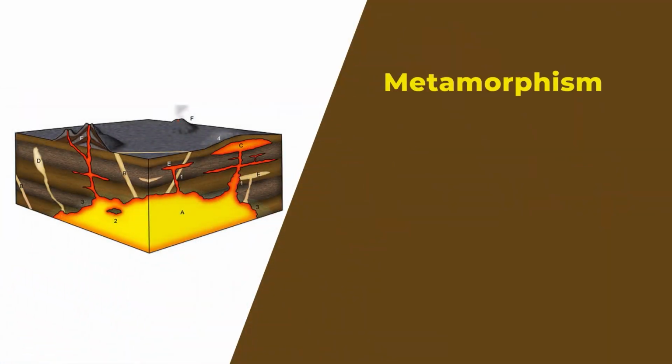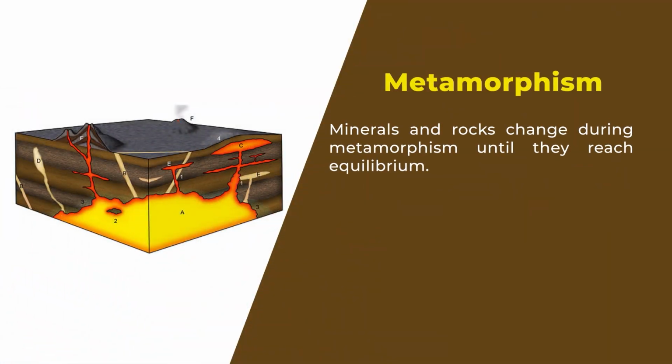Now metamorphism, the minerals and rock change during metamorphism until they reach equilibrium. Because metamorphism occurs under changed pressure and temperature conditions, the rock tries to regain equilibrium, and they undergo metamorphism till they are in equilibrium.